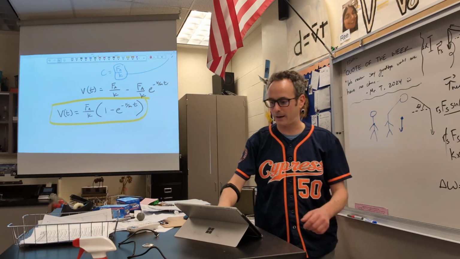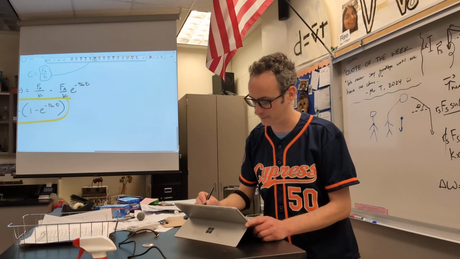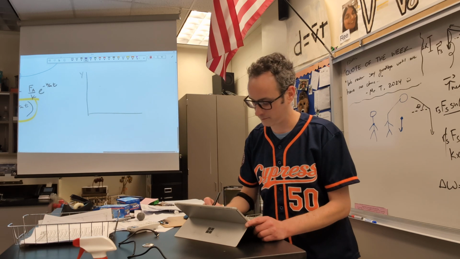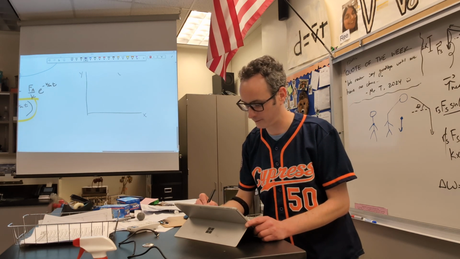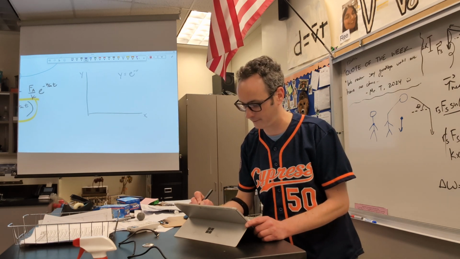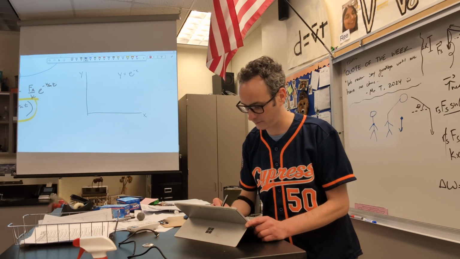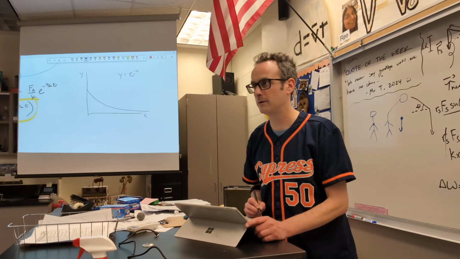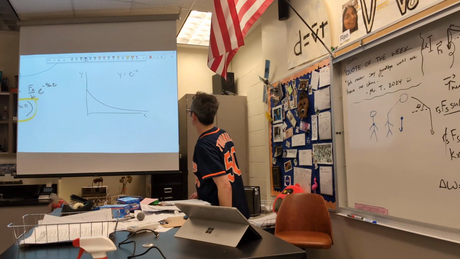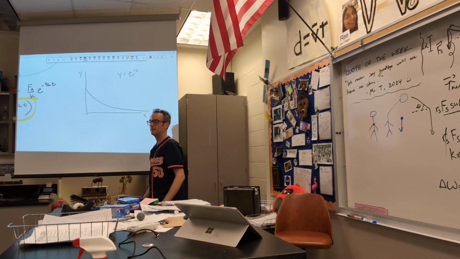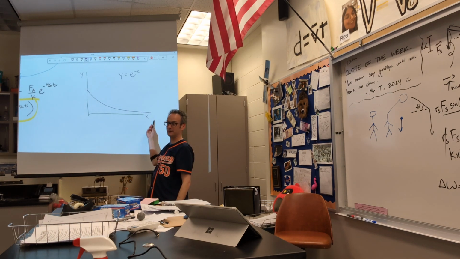If we think about an exponential graph, y equals e to the negative x, it goes like this. So as x gets really, really big, what does y become? Really small. Essentially 0.